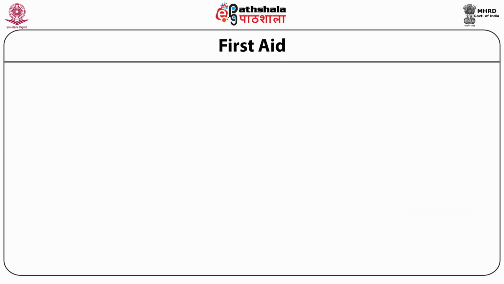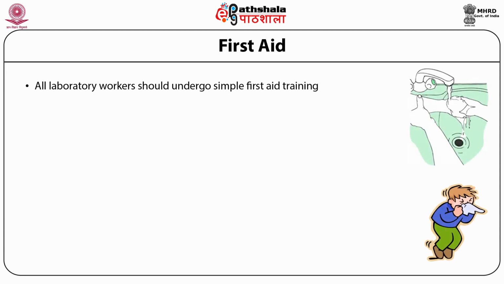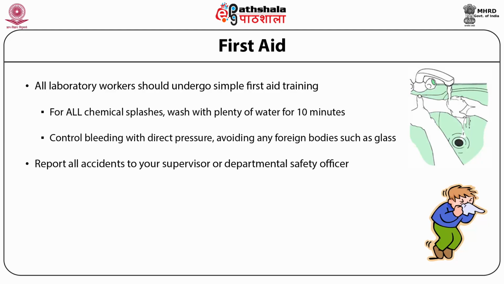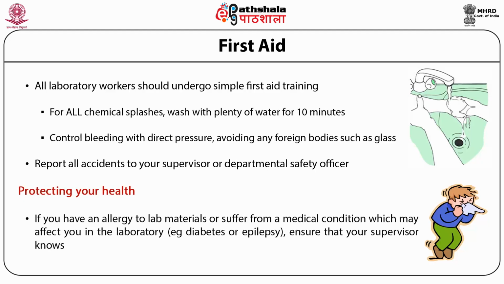First aid measures. All laboratory workers should undergo simple first aid training. For all chemical splashes, wash with plenty of water for approximately 10 minutes. Control bleeding with direct pressure and avoid any foreign bodies such as glass. Report all these accidents to your supervisor or departmental safety officer. More importantly, protect yourself and your health.